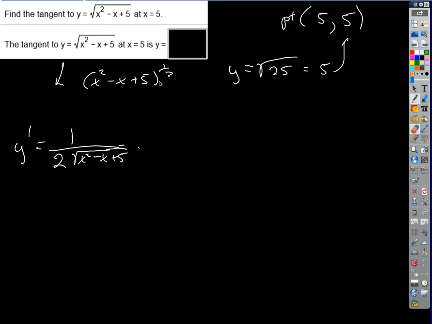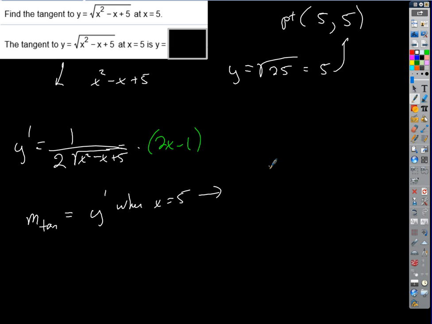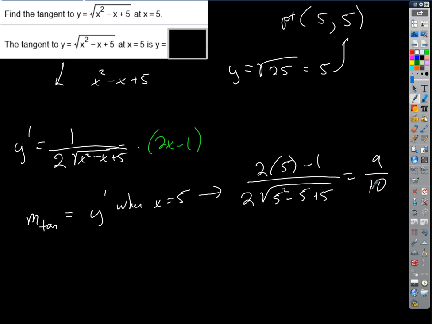So what's inside is just that polynomial. What's the derivative of x squared minus x plus 5? 2x minus 1. Good. So we end up with that, and do I need to simplify it? No, don't waste your time, because we're just going to evaluate it anyway, right? We want to find the derivative when x is 5. So the slope of the tangent line is equal to y prime when x equals 5. If we evaluate this, on top we get 2 times 5 minus 1, divided by 2 times the square root of 5 squared minus 5 plus 5. So what do we get? 10 minus 1 is 9 over 2 times 5 is 10, so 9/10.